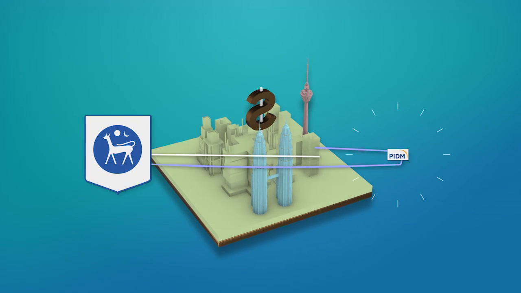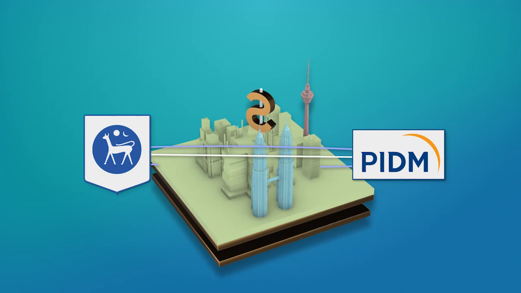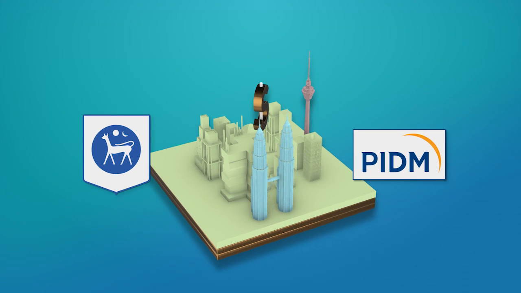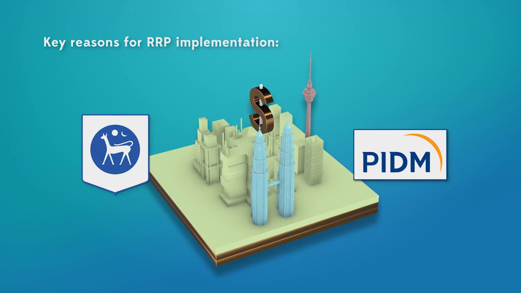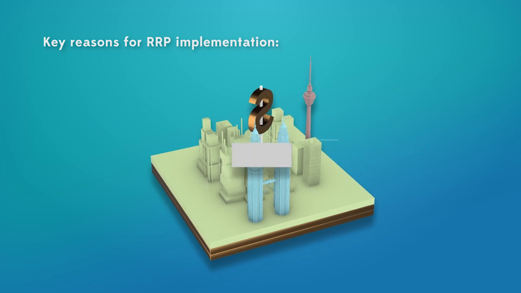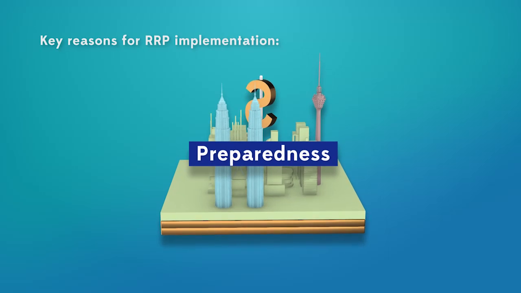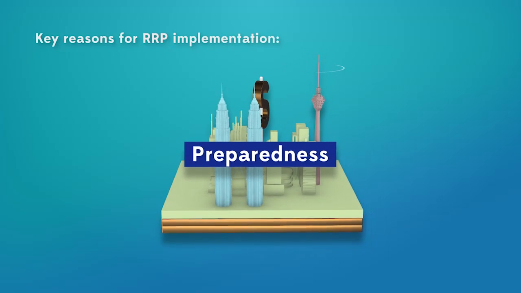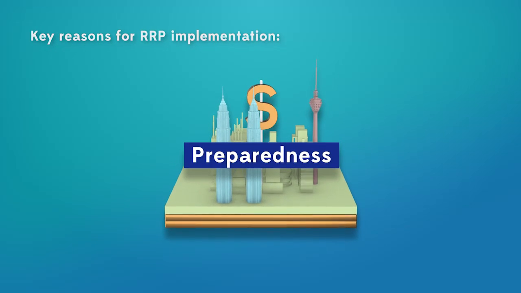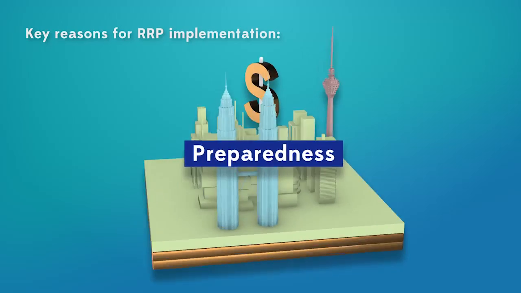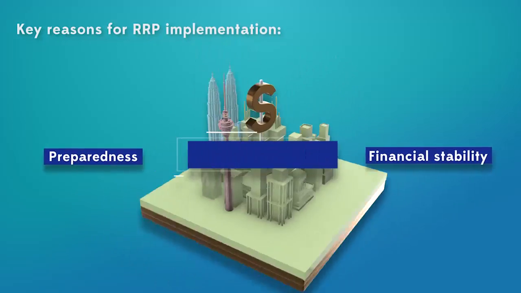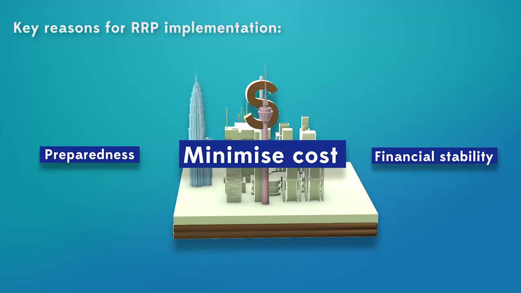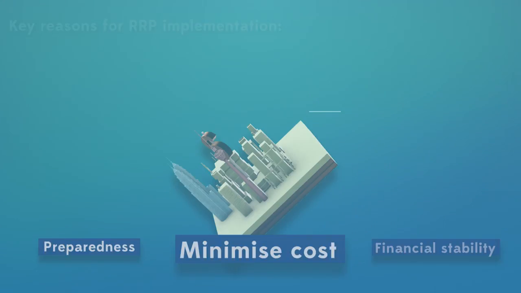Bank Negara Malaysia and Perbadanan Insurance Deposit Malaysia are embarking on the joint policy framework to implement RRP for 3 reasons. To ensure preparedness for the recovery and resolution of troubled financial institutions, or in short, FIs, in an orderly manner. To preserve financial stability and to minimize the cost of crises to the financial system.